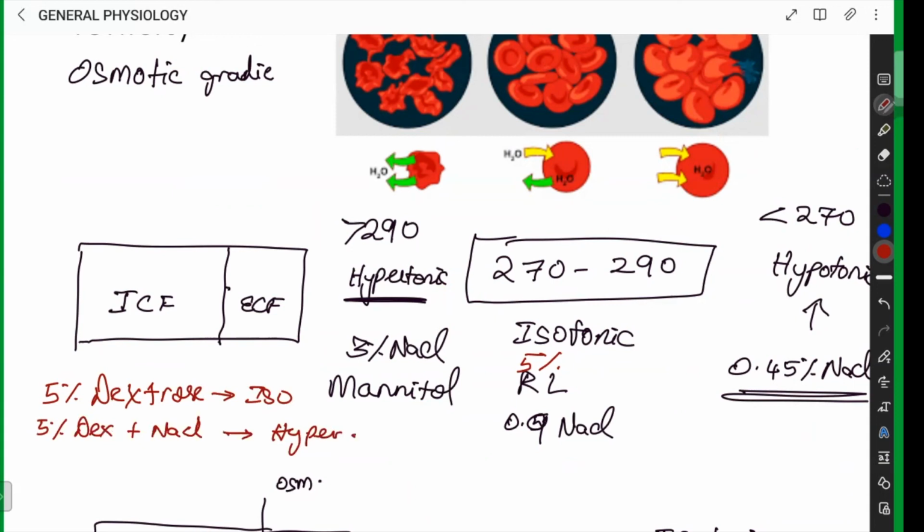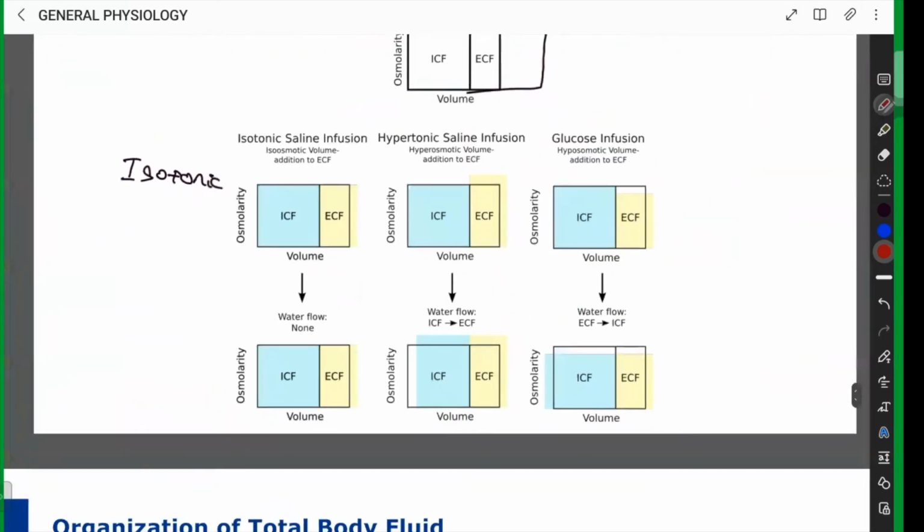So, what is the inference? When you're in casualty, never mix the dextrose and saline NaCl and give it. Don't mix sodium chloride and dextrose and give it to the patient, because that is going to considerably change the tonicity of your body. Is it clear?